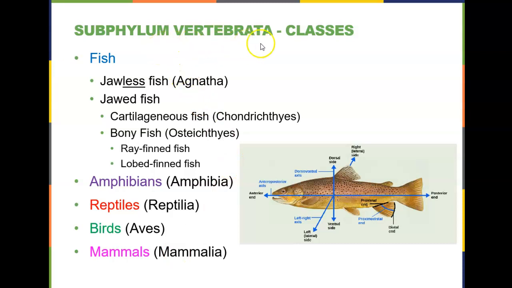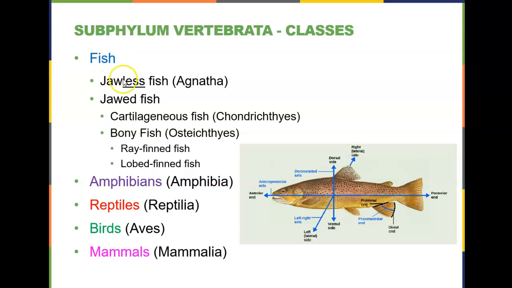So our first classes, and I do need you to know the names of these classes, our first classes of vertebrates include the fish, amphibians, reptiles, birds, and mammals. And the class names that I would like you to know are in parentheses.